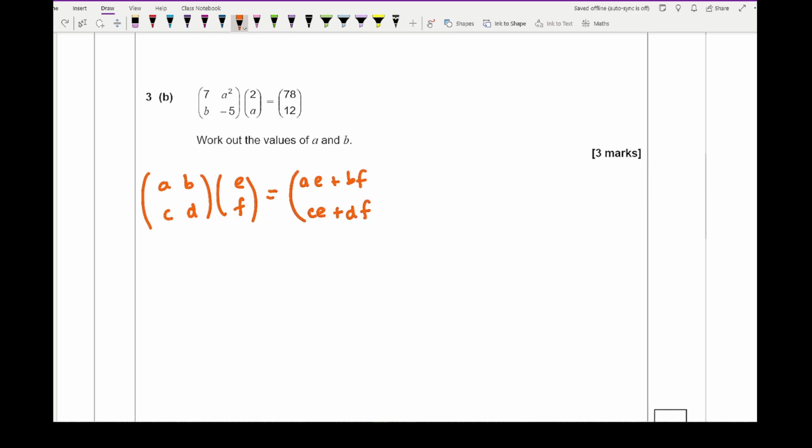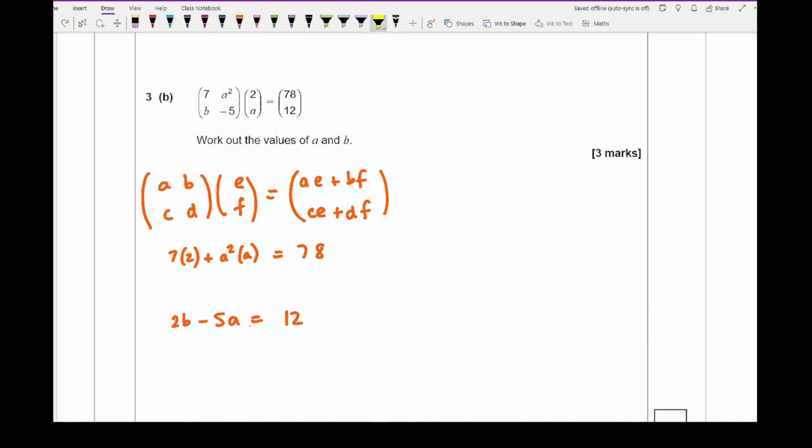So if I substitute those numbers in, what do I get? Well, I get A times E, which is 7 times 2, plus B times F, so that's A squared times A, and that equals 78. And I've got, what's that going to be? 2 times B minus 5A equals 12.